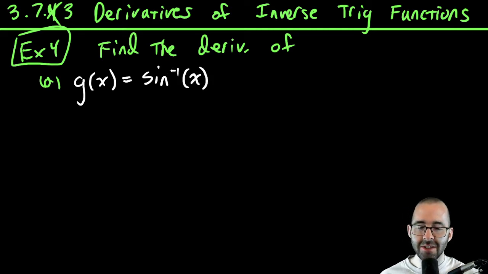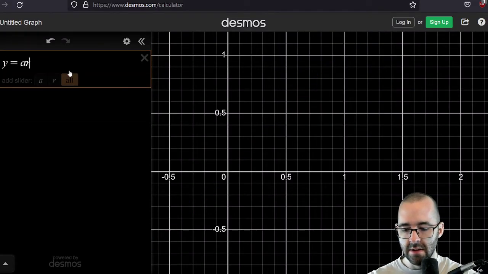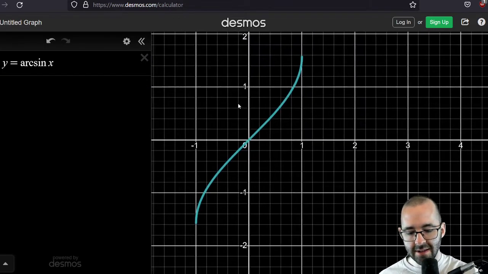G of x equals inverse sine of x. This is not an easy thing to take the derivative of. This is not a nice function. The domain is wacky. The behavior is wacky. Let's remember what inverse sine is, shall we? So inverse sine of x, also known as arcsine of x, looks like this.